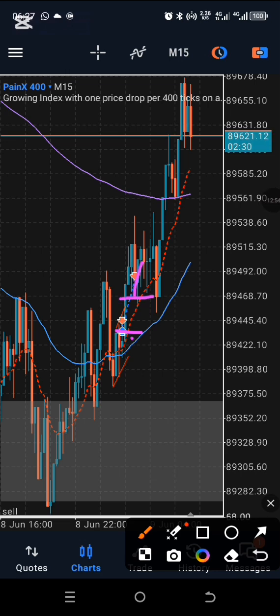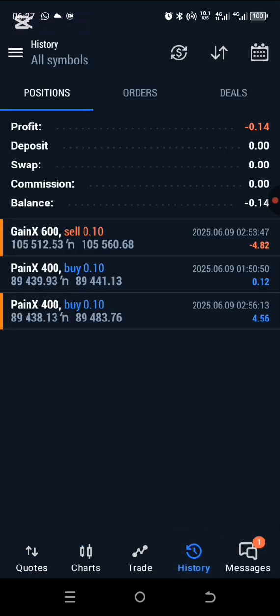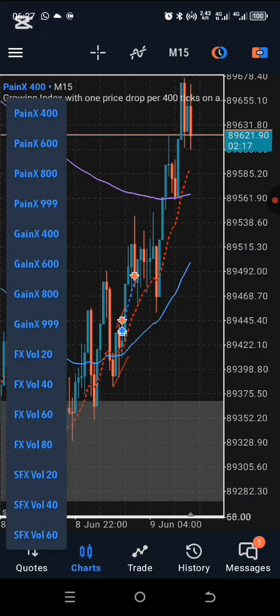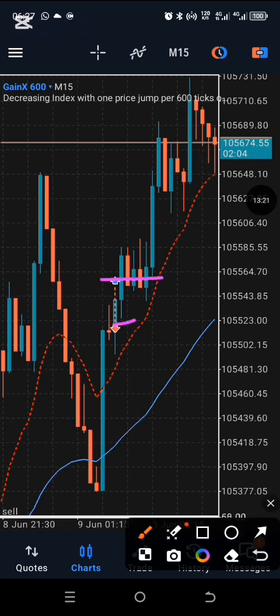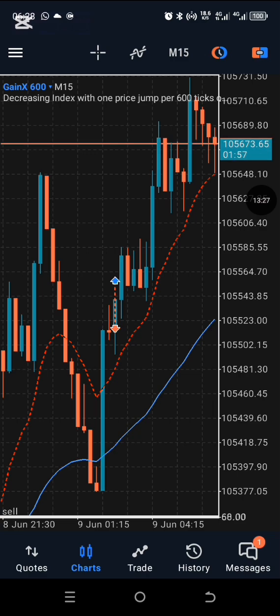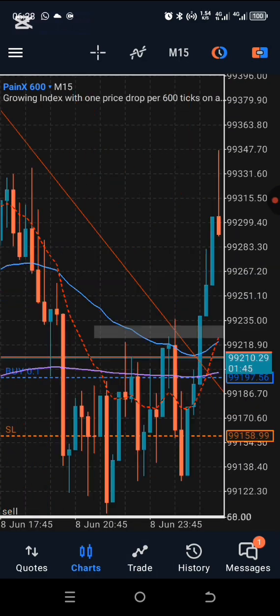Pain 400, as you can see, I got stopped out over there, right? And the market actually continued going up. Imagine, right? So yeah, that's a bummer. That's painful, but it is what it is. That's the cost of placing your stop loss into profit, right? So yeah, let's see how this eventually moves. So Gain 600 right over here, got stopped out over there, but at least this one moved a little bit opposite, right? So at least I was wrong on this one, right?